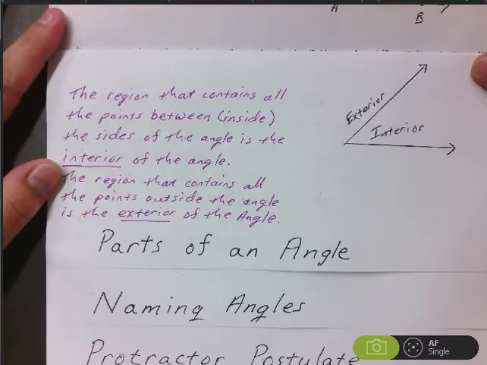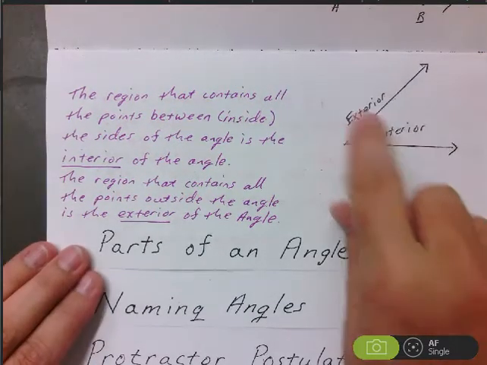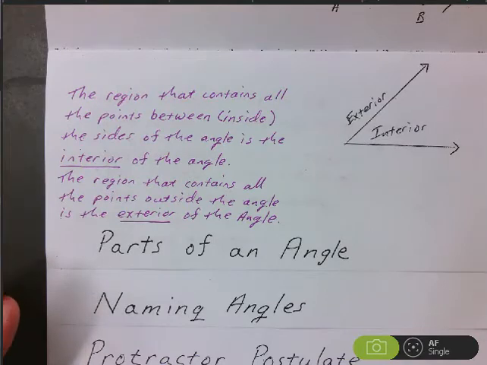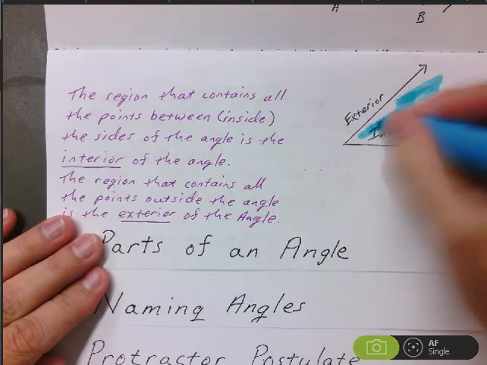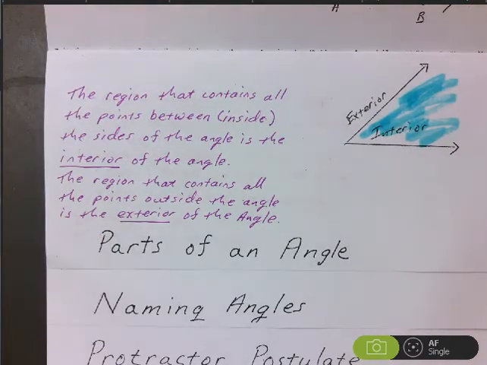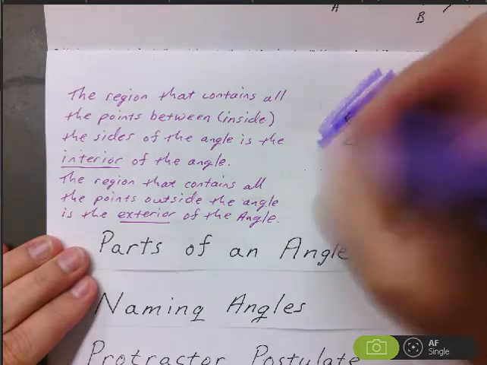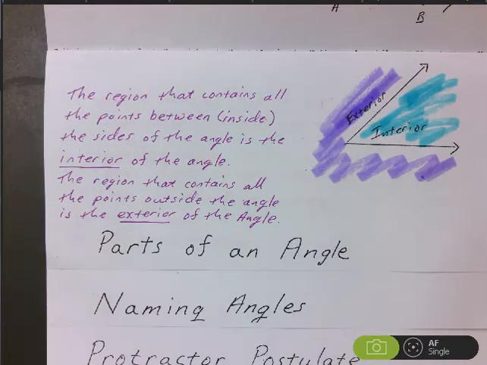Okay, so then on this next piece here, more parts of our angle. We also have interiors and exteriors of our angles. So the interior, that just means the region that contains all the points between or inside the sides of our angle. So that's this whole piece in here. So all that is the interior. The exterior is just what it sounds like. It's everything that is outside of those sides. So that's going to be all of this stuff here. Anything that's on the outside of our sides or our rays, we call that the exterior of the angle.